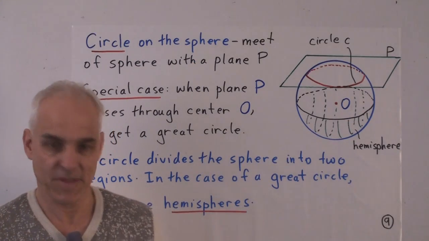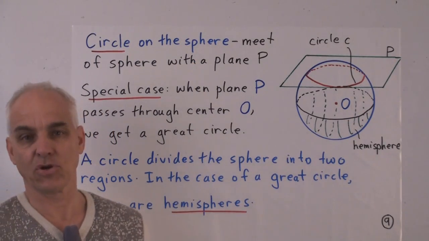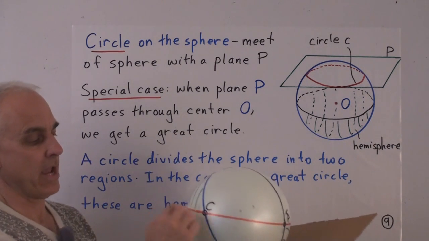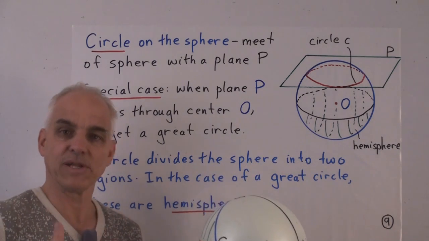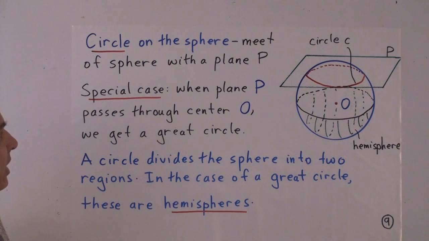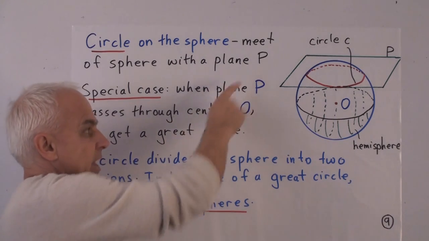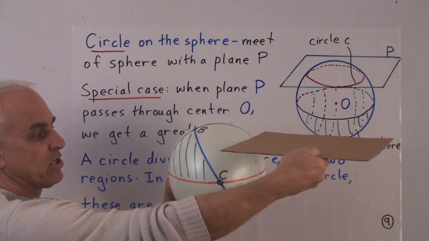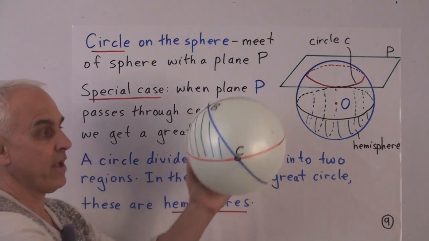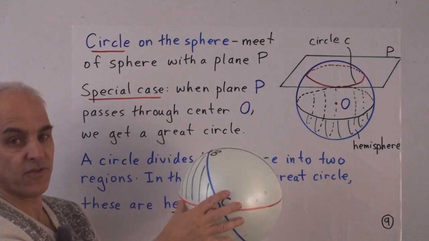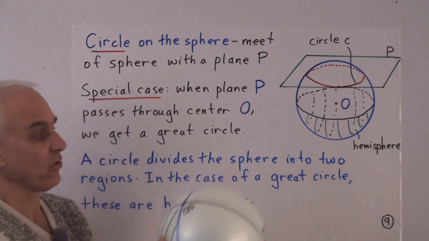Another interesting idea that will be important for us is the idea of a circle on a sphere. We already talked about a great circle, like the equator, but there are also lesser circles which are not quite as important as the great circles. So a general circle on the sphere is defined to be the meet of the sphere with a general plane P. So if there's a sphere and we look at the intersection of the sphere with any plane, then we're going to get a circle on the sphere. We define that object to be a circle.